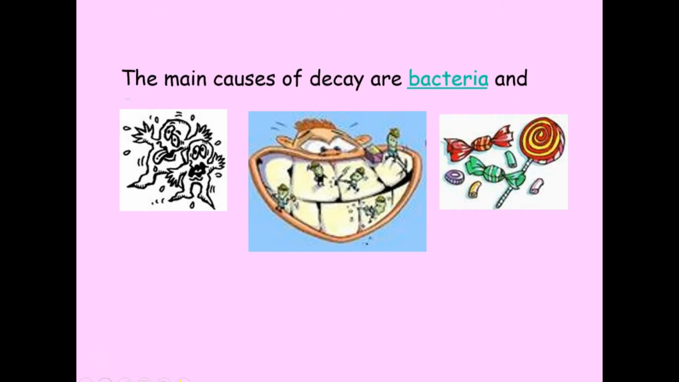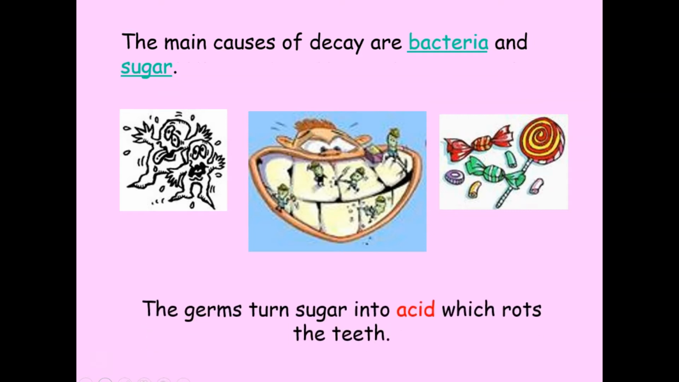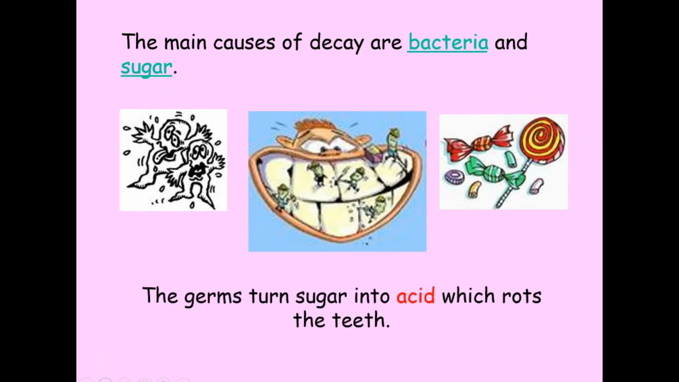Okay, and these are the sorts of things that cause the disease. It's these things here that are the biggest culprits, or one of the culprits, and that's sugar. So the main causes are bacteria and sugar, and basically what happens is the germs or the bacteria turn sugar into acid, and the acid rots your teeth.